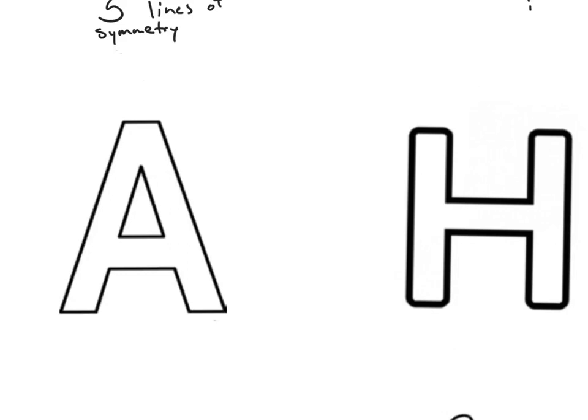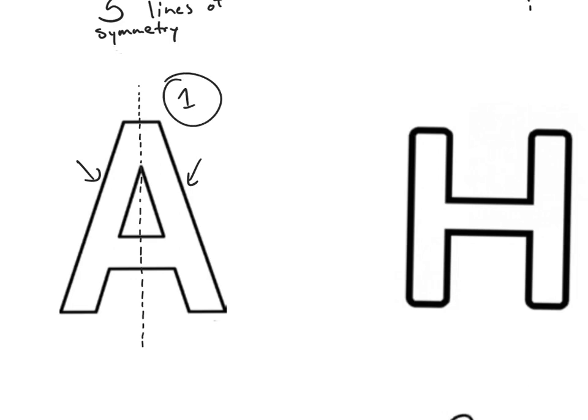And we can see that we have a line of symmetry that goes right down the middle here of the letter A, because it creates two halves that are mirror images of each other. We could fold it along that line, and this letter A would line up right on itself. So we have one line of symmetry here.